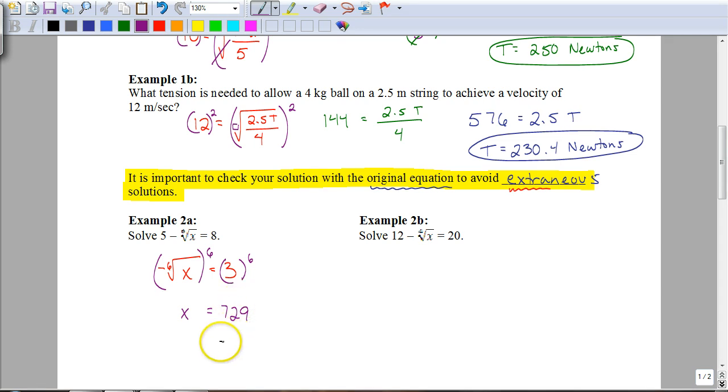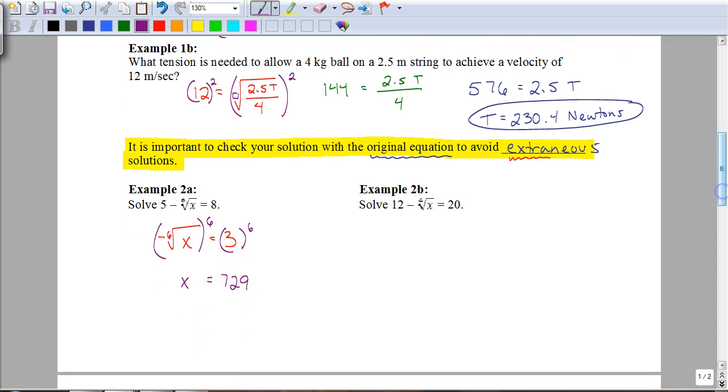Again, you want to check your answer, make sure that this works and it's not an extraneous solution. So to check it, we're going to put it in the original equation. So it's going to be 5 minus the 6th root of 729. You want to check and make sure that equals 8. Well, the 6th root of 729, we know that's going to end up being 3. But 5 minus 3 equals 2, and that does not equal 8. So we've just demonstrated that this is not a solution.